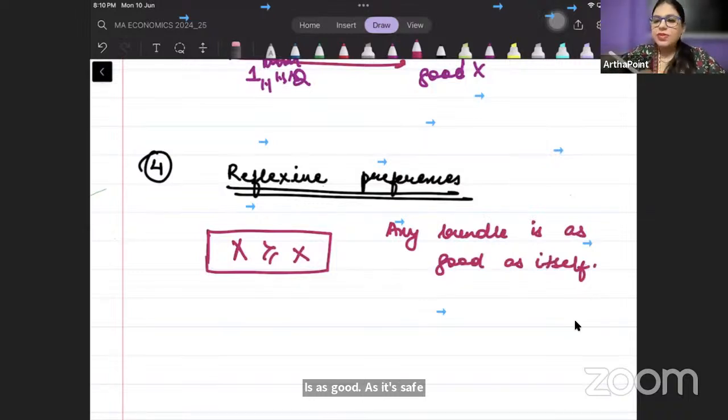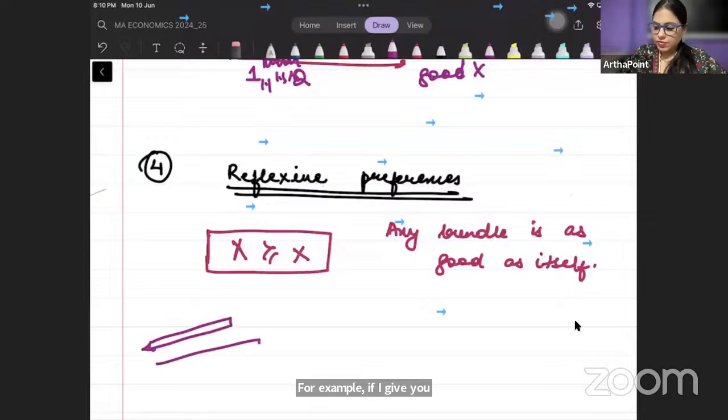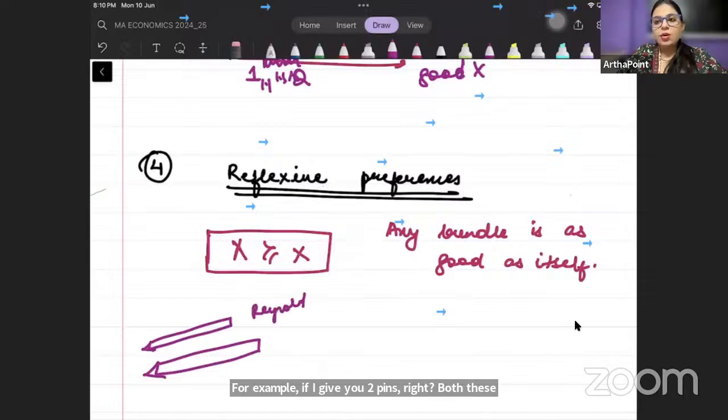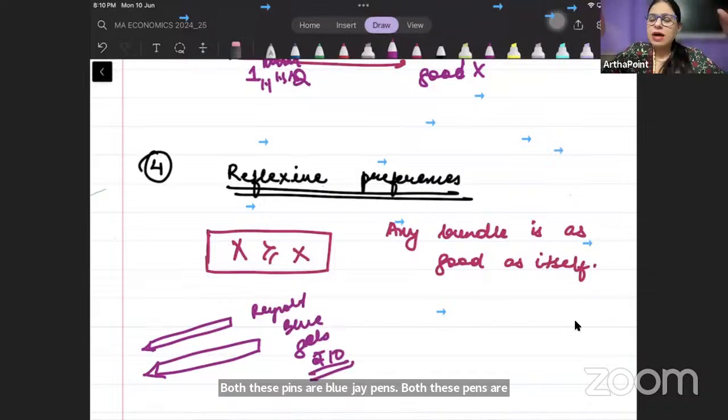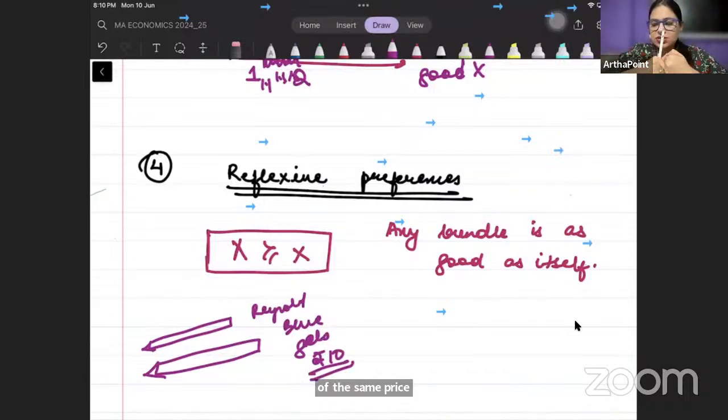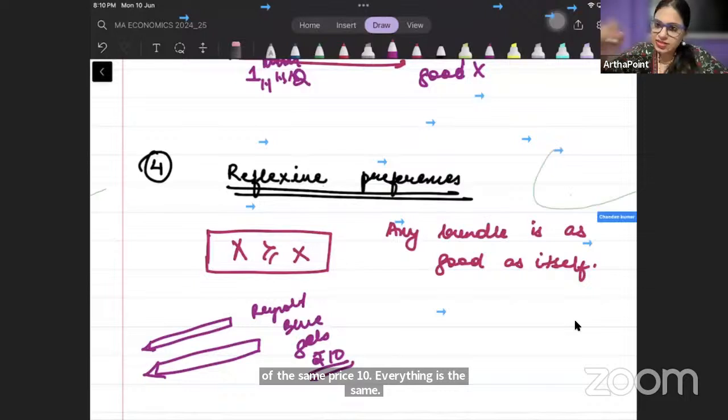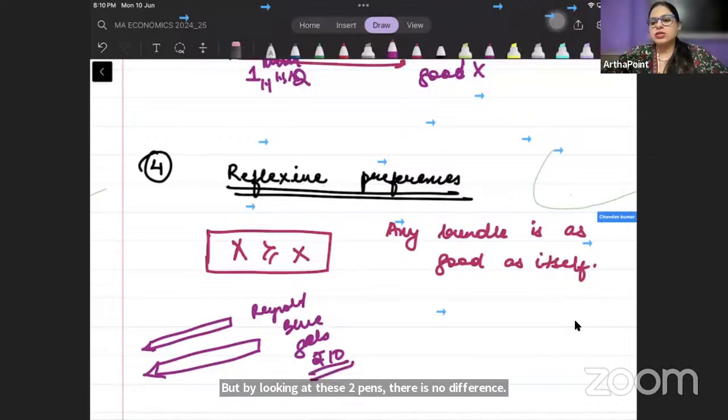For example, if I give you 2 pens, right? Both these pens are Renault pens. Both these pens are blue gel pens. Both these pens are of the same price, 10 rupees. Everything is the same. By looking at these 2 pens, there is no difference. They run the same, they write the same, everything is the same.